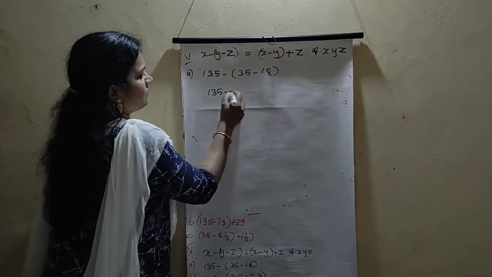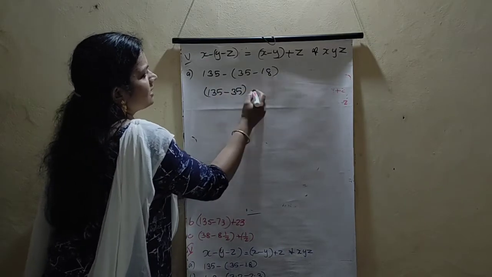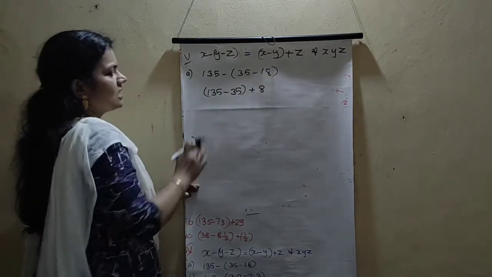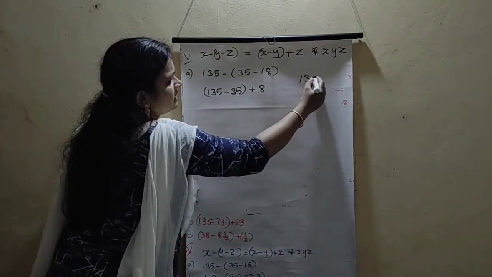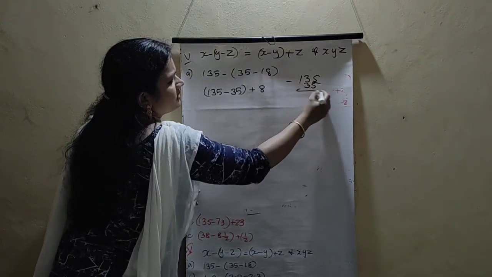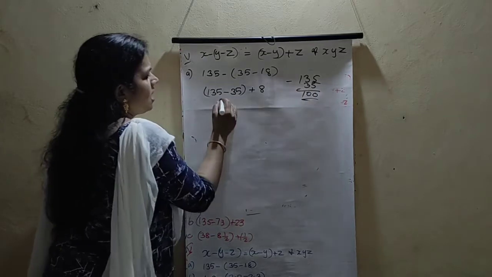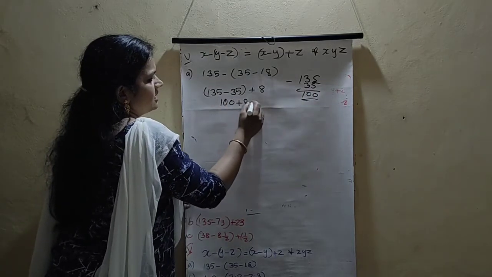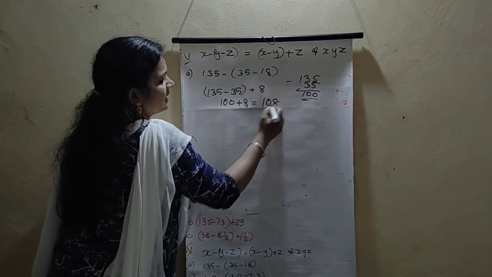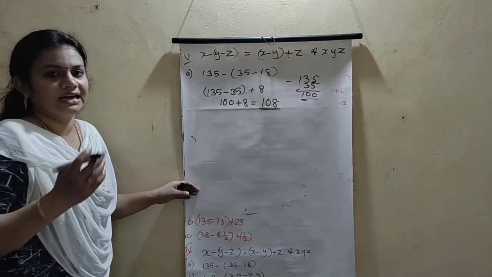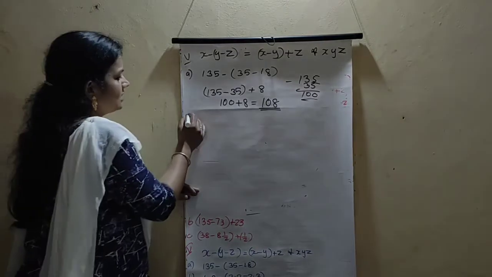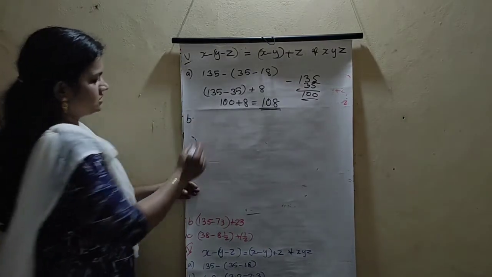So 135 minus 35 plus 8. Then 135 minus 35, what is the answer? 100. What is 100 plus 8? 108. 100 plus 8 is equal to 108. Understood? Then what is the B question?